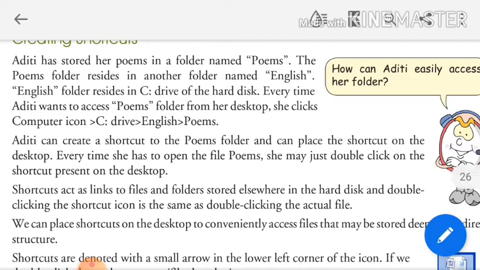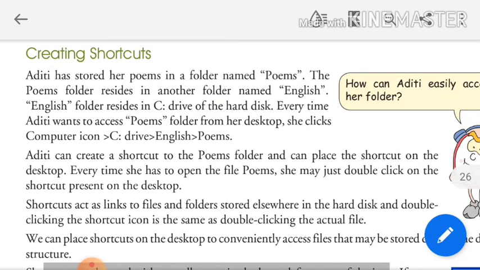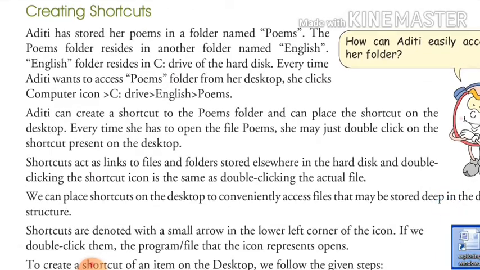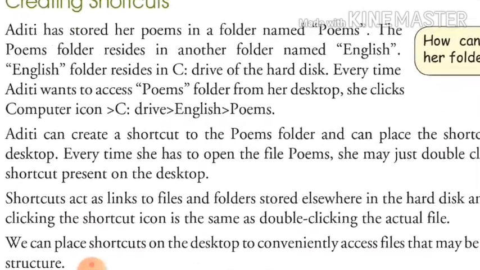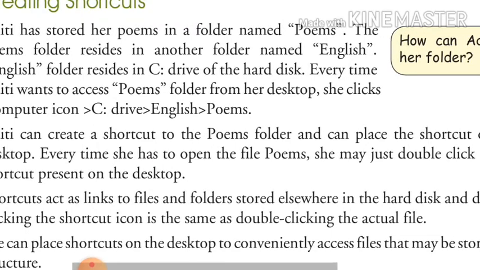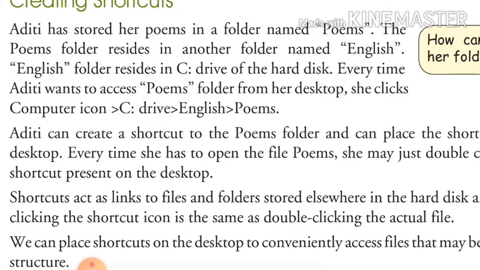Just like here, an example is given. Aditi has stored a poem in a folder named Poems. The Poems folder resides in another folder named English. The English folder resides in the C drive, that is the hard disk. Every time Aditi wants to access the poem file, she opens the poem folder, then clicks on the computer, then opens the C drive. So it is a long process.